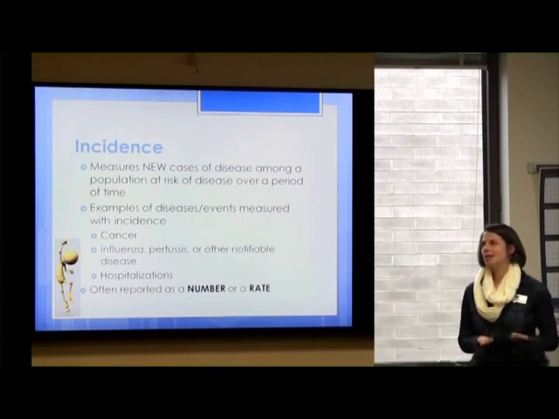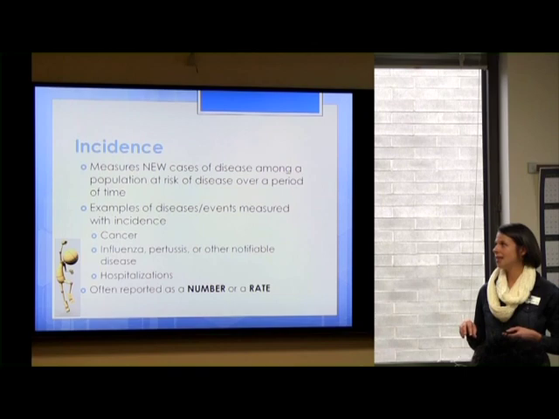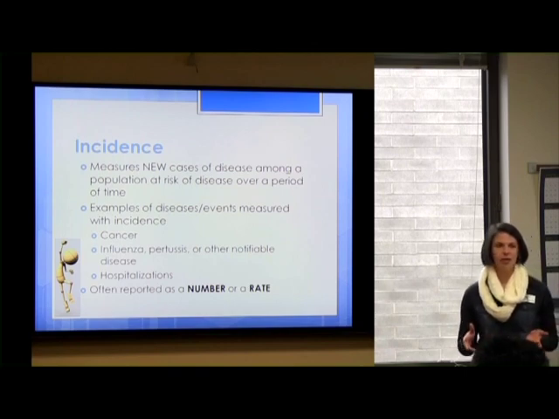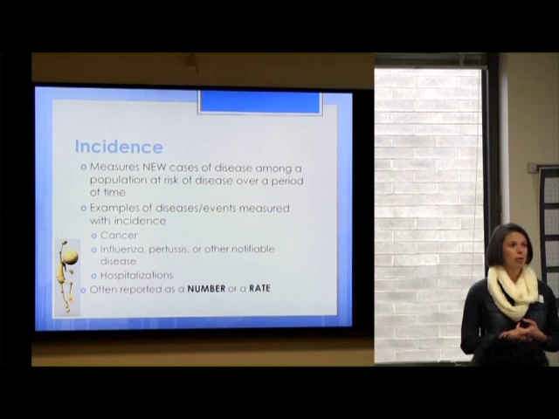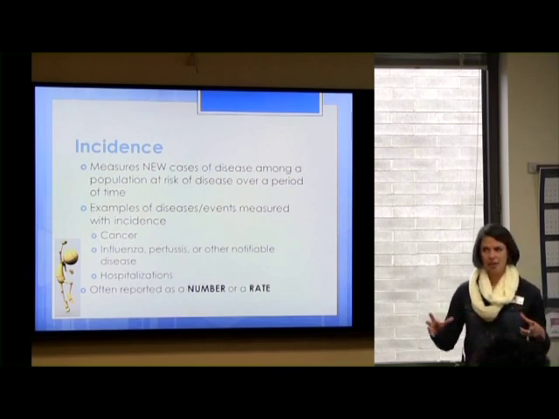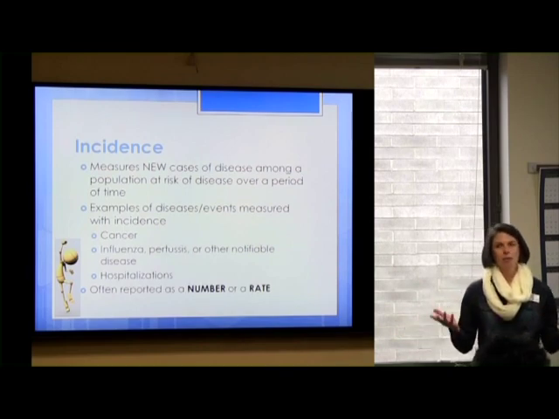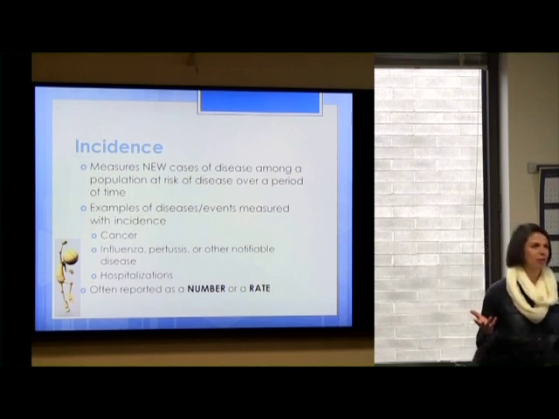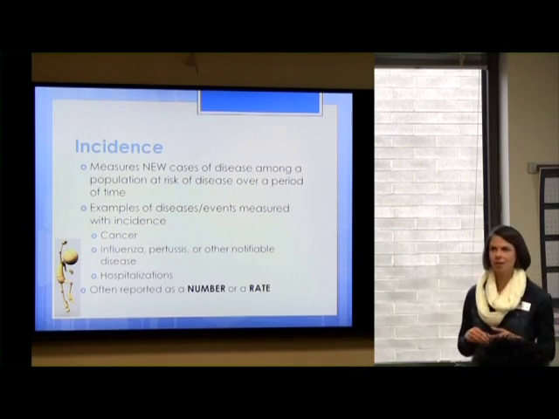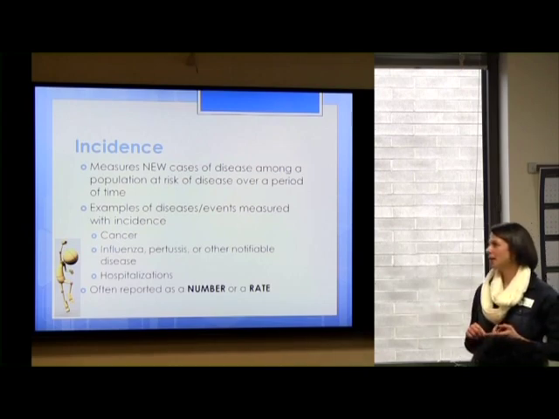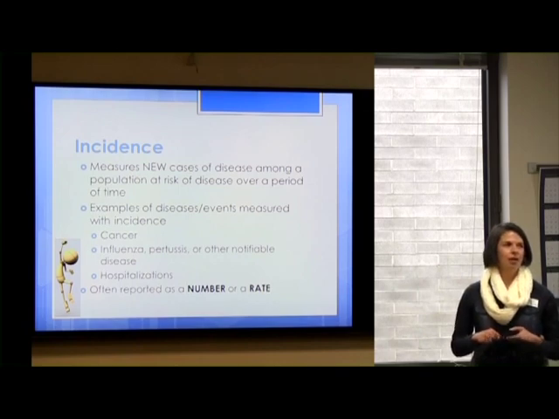So incidence is the measure of new cases of a disease among a population at risk over a period of time. An example of where we use incidence measures would be cancer. We measure that in incidence rates, where we always measure the number of new cases diagnosed usually over a year or several years, and then we usually put it in terms of a constant, as Heather was talking about, per 100,000 people.